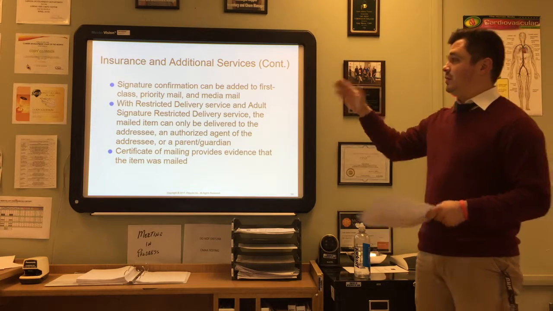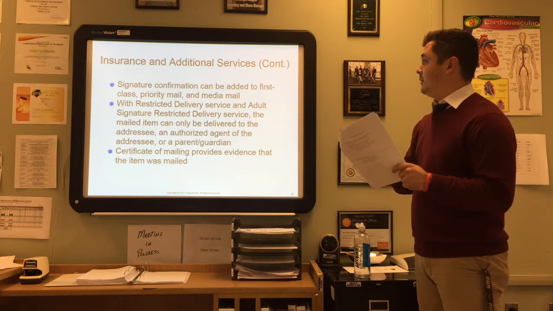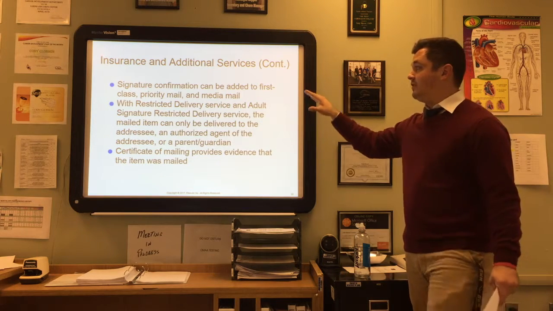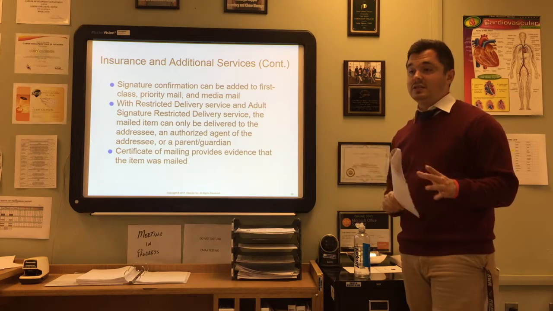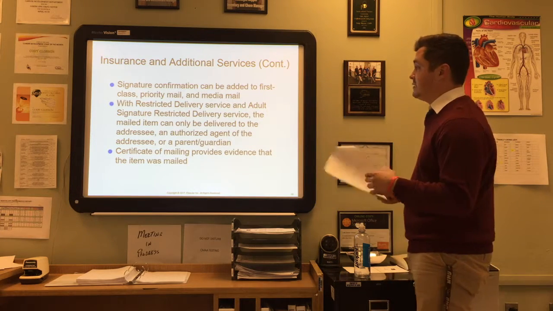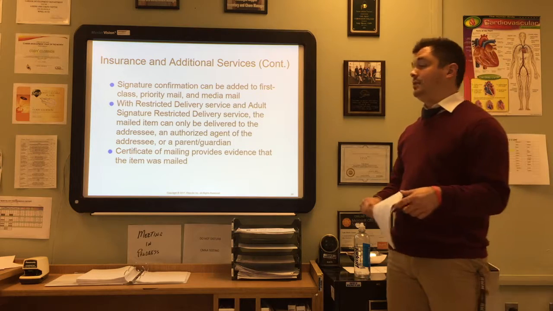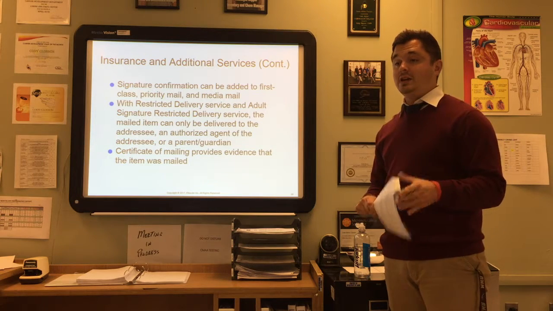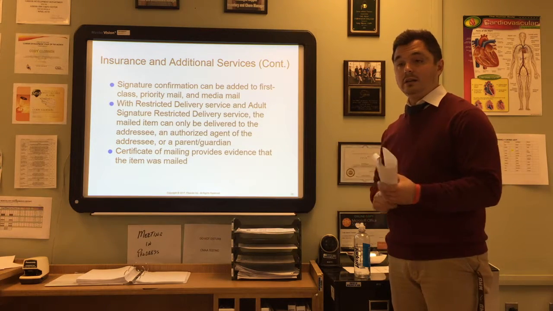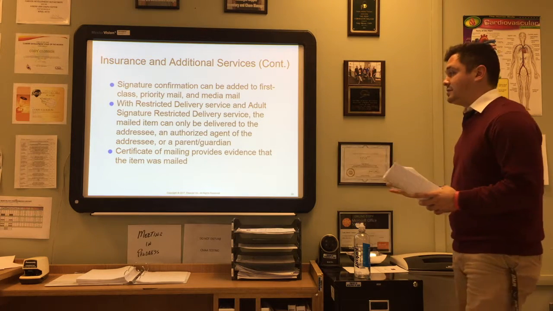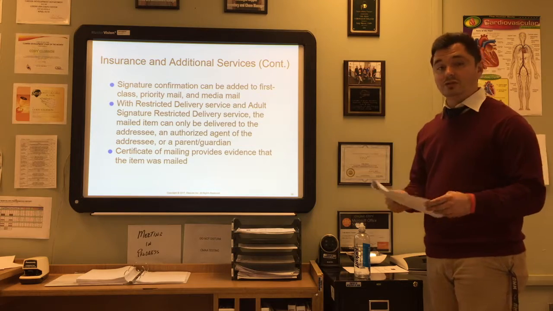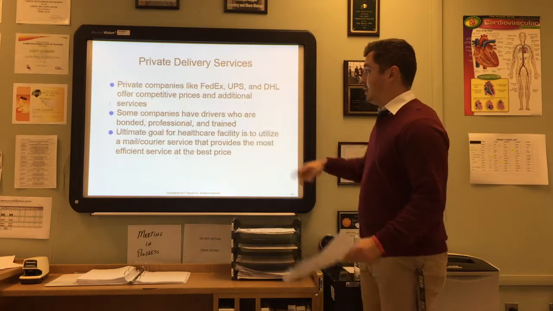So signature confirmation can be added to first class priority or media mail. And with restricted delivery service and adult signature or restricted delivery service, the mailed item can only be delivered to the addressee, an authorized agent of the addressee, or the parent and guardian. So it's really making sure that the proper person gets that. And the certificate of mailing provides evidence that the item was actually mailed. So that's important as well.